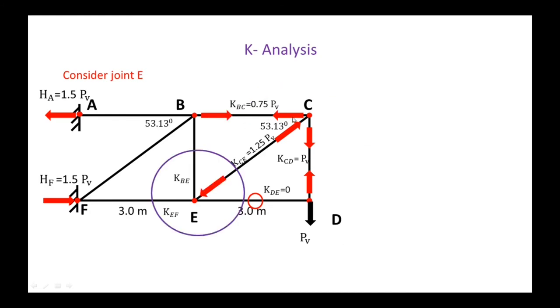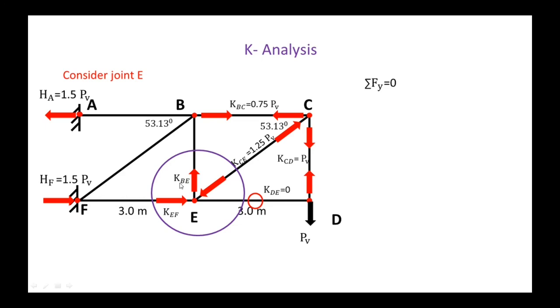So we got the value of KBC here and KCE here. It is away from the joint at C, and in the same way at the joint B it is away from the joint. Here it is toward the joint at C, and also toward the joint at E. KBC is equal to 0.75 PV and KCE is equal to 1.25 PV. Then we consider the joint E. At the joint E, we apply the sigma FY condition. Resolve KCE in the vertical direction and the horizontal direction. So what is the vertical direction here?